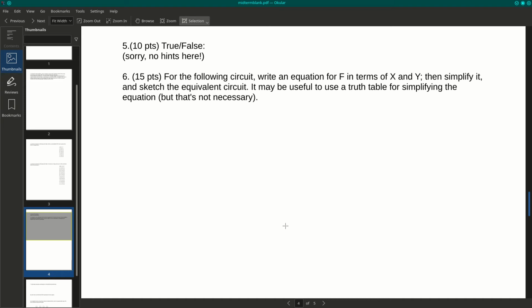Question 6, I will give you a picture of a circuit with 2 inputs X and Y and an output F, and it'll have a bunch of gates. And ultimately, I'm going to want you to come up with a simple equation for F in terms of X and Y. So write the equation, simplify it. You might want to use a truth table, but it's not necessary. And then when you have the simplified form, sketch a simplified version of the circuit. Okay, as simplified as possible.